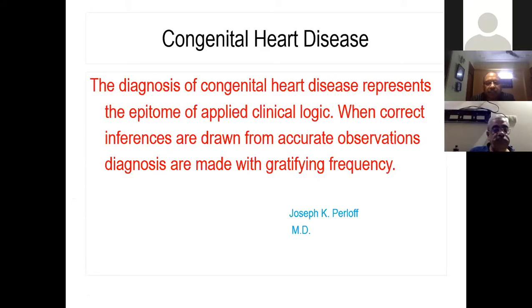How do we approach congenital heart disease? This is a slide from a renowned pediatric cardiologist who talks about all these things in the literature. The diagnosis of congenital heart disease represents an epitome of applied clinical knowledge. When correct inferences are drawn from accurate observations, diagnoses are made with gratifying frequency. What does that mean?